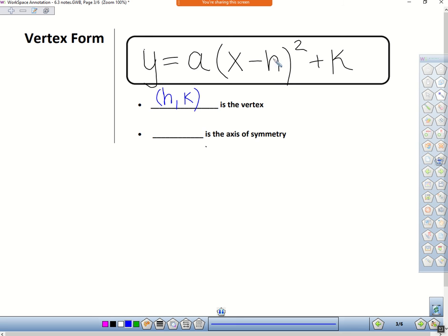But what do you think would happen if it's a plus right here? What do you think your h is going to be? Negative. It changes sign. So if you want to write a note, h changes sign, okay? Your h changes sign.